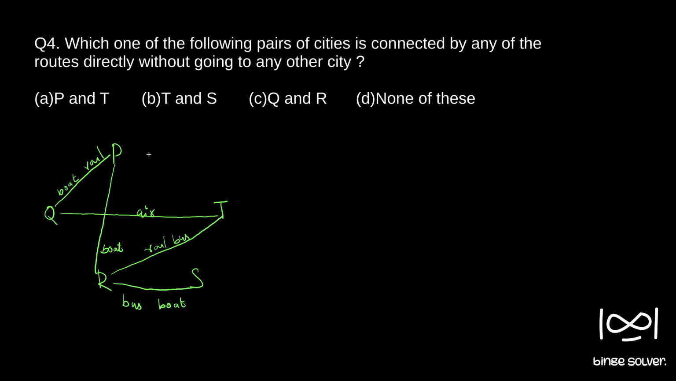So P and T, if you look at P and T, you have to visit another city to reach. So it is not the answer. T and S. So there is no other way to reach T and S without visiting R. So this is not the answer. Q and R. So to reach R, you have to either go to P or T. So even that is not the answer. So none of the pairs you can reach directly. You have to visit one intermediate city. So the answer here is none of this.